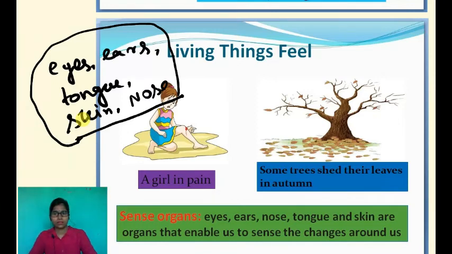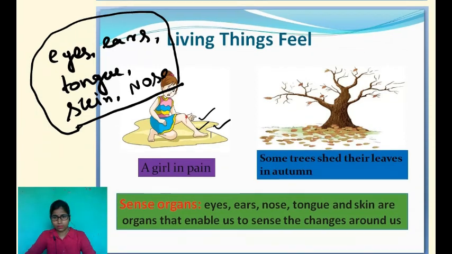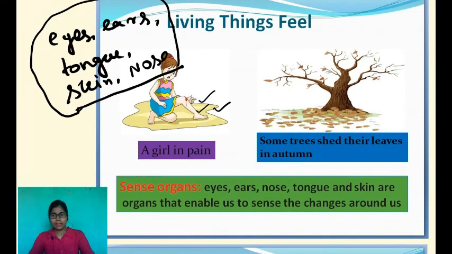When you get hurt, you feel pain. When you cook something in the kitchen, you can smell. So living things can feel and sense things. You can see in the picture a girl in pain. Means the girl can sense the pain. Yes, with plants also. Actually, plants have no sense organs, but they can feel changes in the environment.